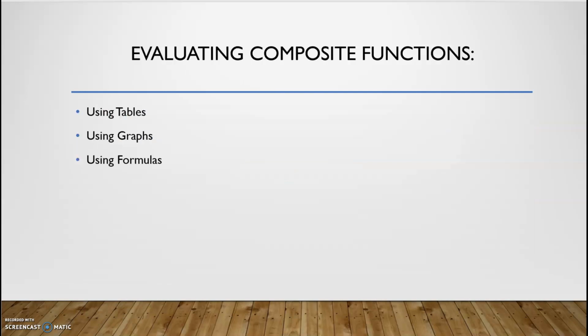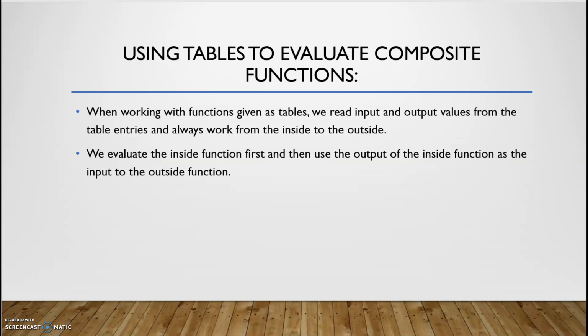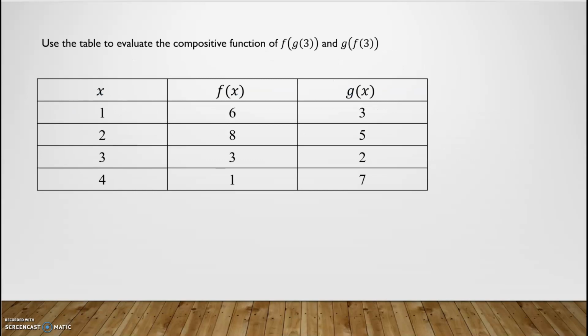Now we're going to look at three types of ways to evaluate composition functions: using tables, using graphs, and using formulas. So first one, we'll look at using tables to evaluate composite functions. So when working with functions given as tables, we read input and output values from the table's entries and always work from the inside to the outside. We evaluate the inside function first, and then we use the output of the inside function as the input of the outside function. If that's very confusing, just hang on.